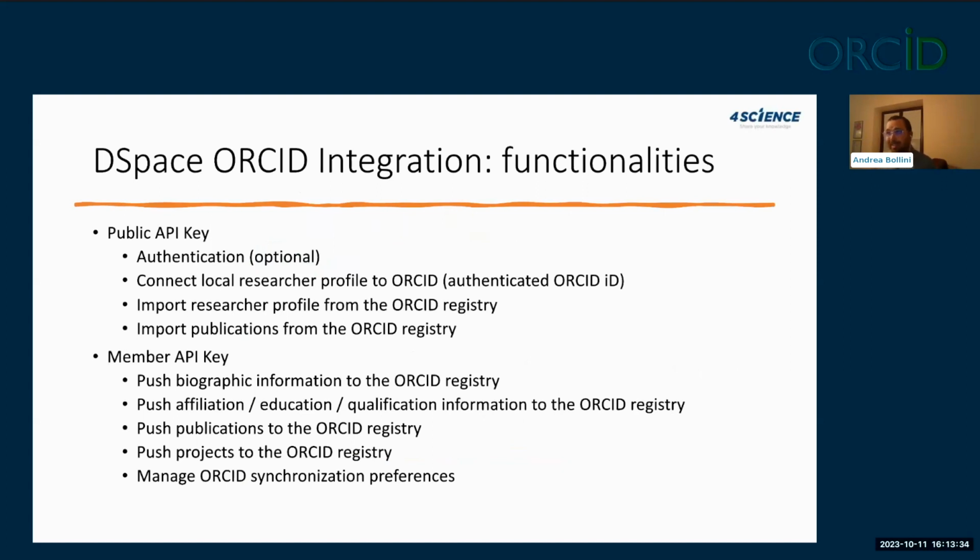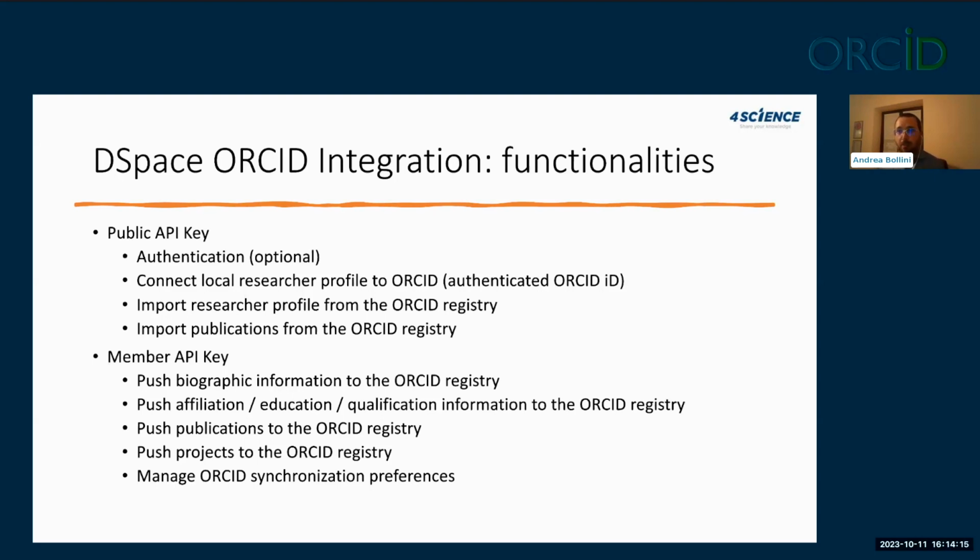So, what is the list of functionalities that the ORCID integration enables on your DSpace repository? It depends on the API that you are going to configure in your repository. You can configure the public API or the member API. If you are just using the public API, you will be able to optionally enable authentication via ORCID. You will be able to connect the local researcher profile to ORCID, so to gather the authenticated ORCID iD, and you will be able to import the researcher profile and publications from the ORCID registry.